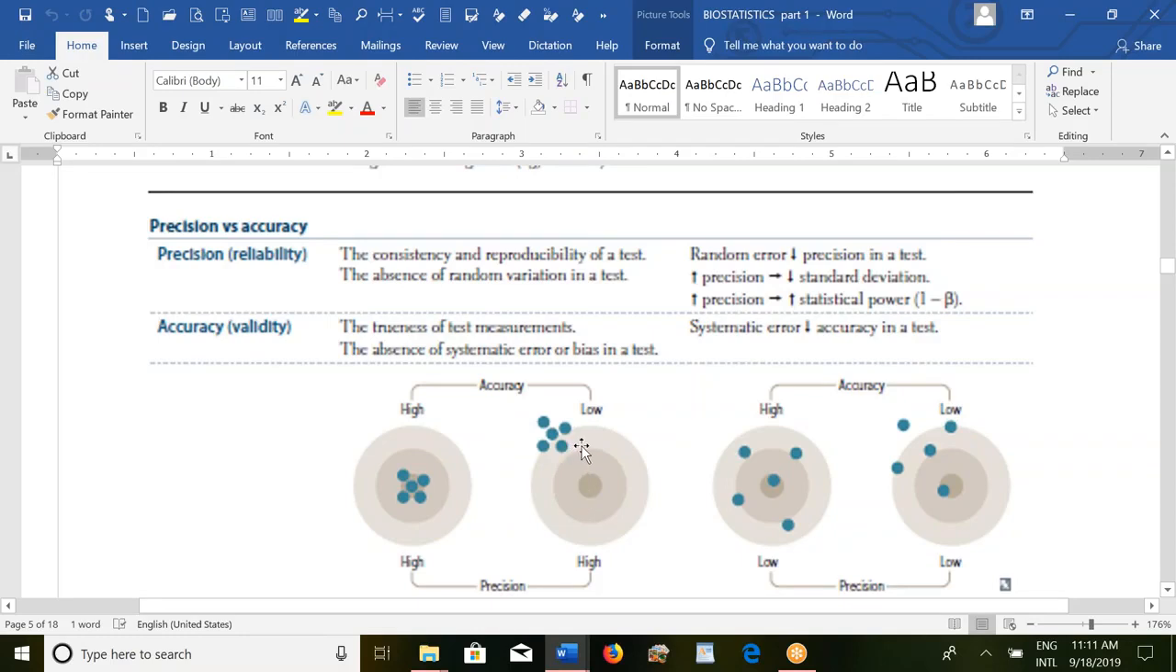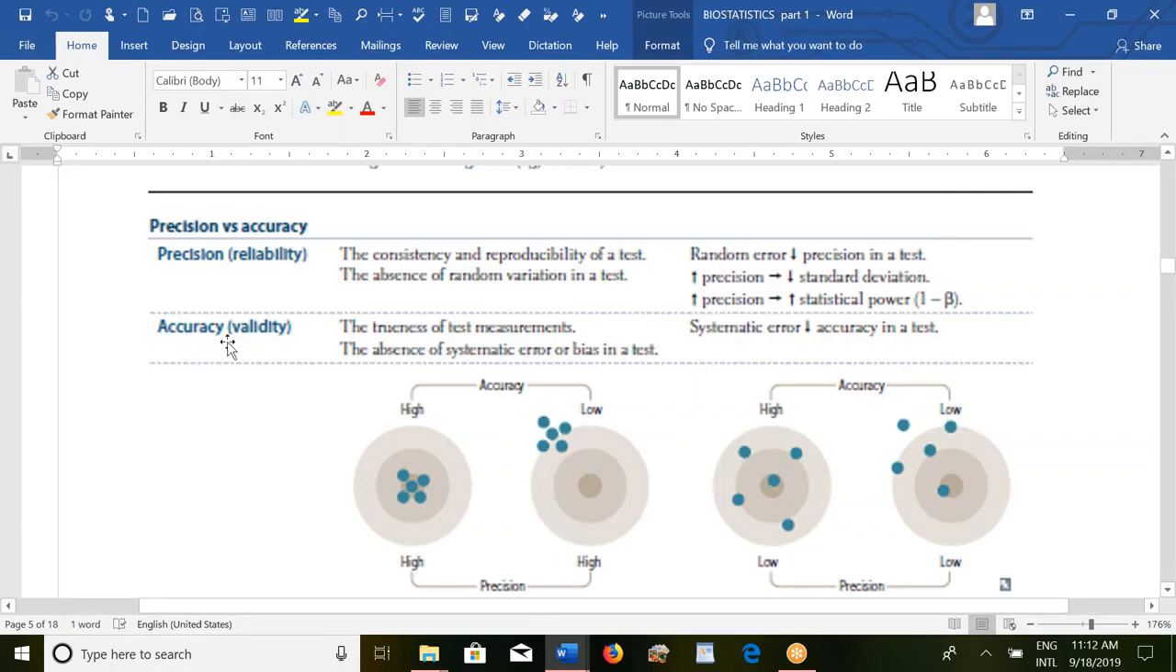And why is this precision important for us? Random errors are not consistent. They are just occurring randomly. Anywhere there can be this error. Random errors will decrease precision in a test. If there is high precision, there will be decreased standard deviation. So the test will be highly precise, and that will be more reliable because precision means reliability. If there is high precision, it means statistical power is also higher. So if the test is positive or negative, it is going to be more accurate and more reliable.